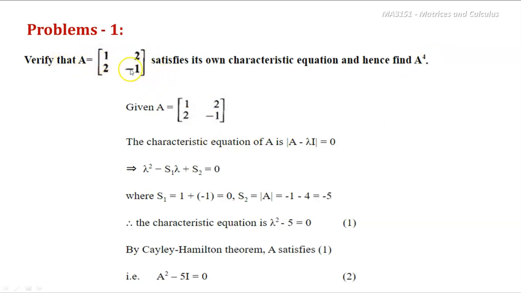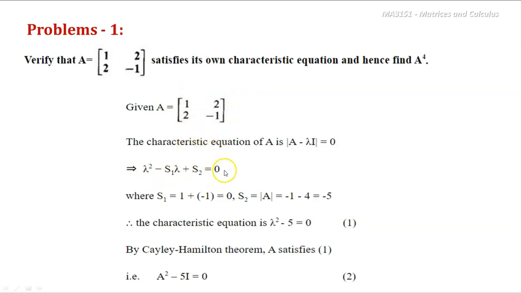Matrix A is a square matrix, 2 by 2 matrix. We want to verify that it satisfies its own characteristic equation. The statement clearly intimates that it is Cayley-Hamilton theorem. So, in the question, we have the word characteristic equation. So, first we want to find the characteristic equation of A. Since it is a 2 by 2 matrix, we already discussed how to find the characteristic equation for a 2 by 2 matrix.